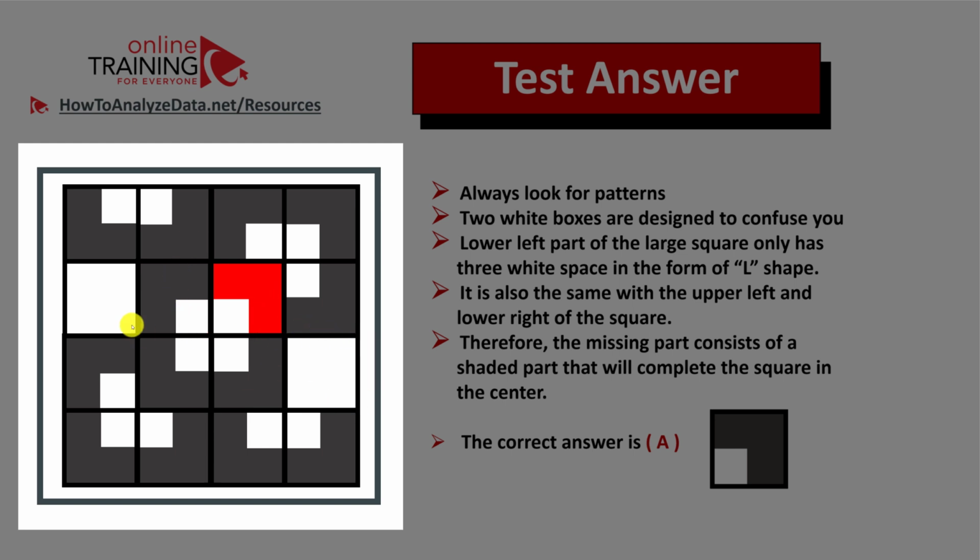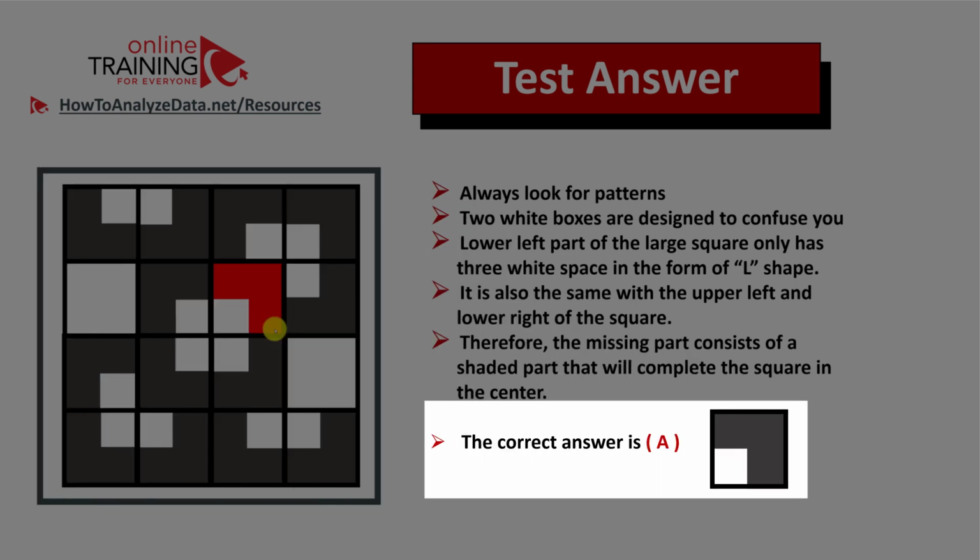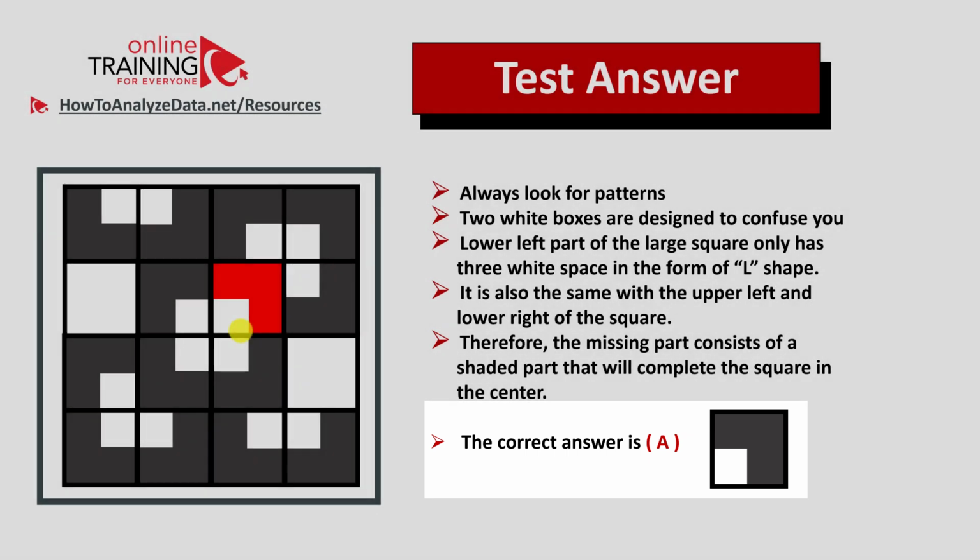2 white boxes are designed to confuse you. The lower left part of the larger square only has 3 white spaces in the form of an L shape. A similar symmetrical pattern follows in the upper right corner. This is why the missing part consists of the shaded part, which completes the square in the center. So the correct answer here is choice A. Hopefully you've nailed this question and now know how to answer similar problems on the test.